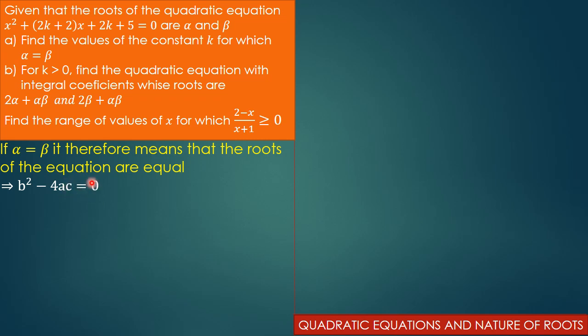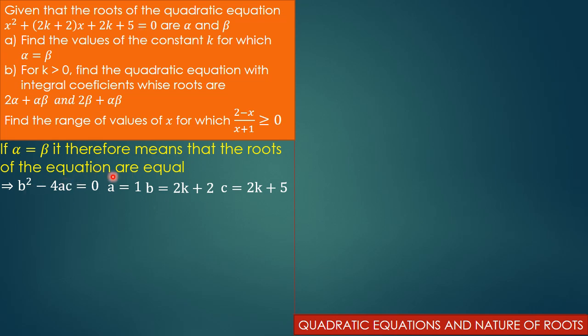It therefore means that our b squared minus 4ac is equal to 0. Keep in mind, friends, that our a in this case is given as 1, that's the coefficient of x squared. Our b is given as 2k plus 2, that is the coefficient of x. Then our c, which is the constant term, is given as 2k plus 5. We have everything from the equation. Don't make the mistake of saying that your c is 5. Your c is the constant term, 2k plus 5.